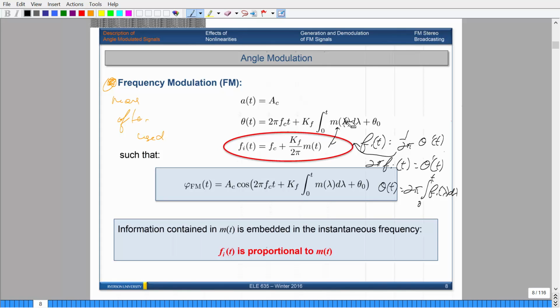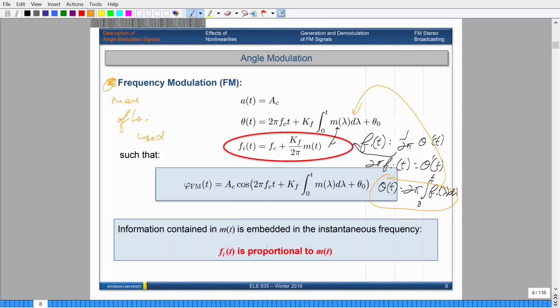So what people usually do is use a dummy variable. You can use alpha or lambda or whatever. You integrate, and when you're done, you substitute t in. So when you finally integrate this, you'll get this over here. This means that if you want to look at the actual phase of your signal, it's quite easy.